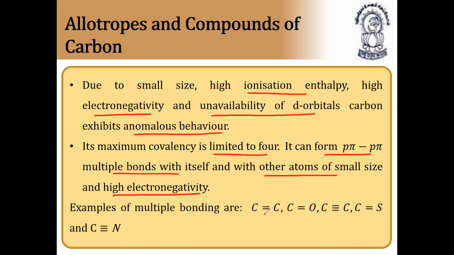So examples are carbon C double bond C. This is called C double bond C. It is forming p-pi bonds, and C double bond O, p-pi, and so on. So up to cyanide.